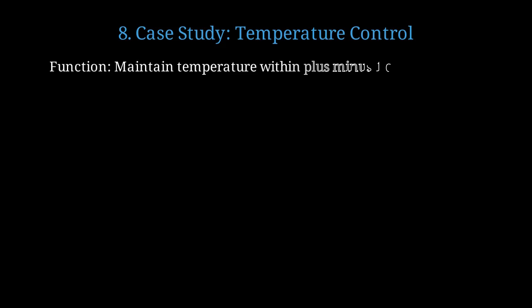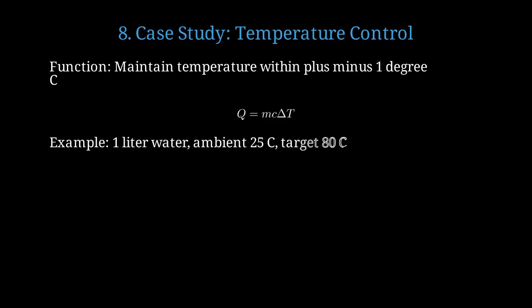Let us examine temperature control as another rich example of function decomposition. The function is to maintain a system temperature within plus or minus 1 degree Celsius of a set point. Heat capacity relates heat flow to temperature change through mass and specific heat capacity. Consider heating 1 liter of water from ambient 25 degrees to target 80 degrees Celsius. The energy required is 1 kilogram times specific heat of 4,200 joules per kilogram Kelvin, times temperature change of 55 degrees, giving 231 kilojoules. If we want to heat this in 5 minutes or 300 seconds, we need 770 watts of power.